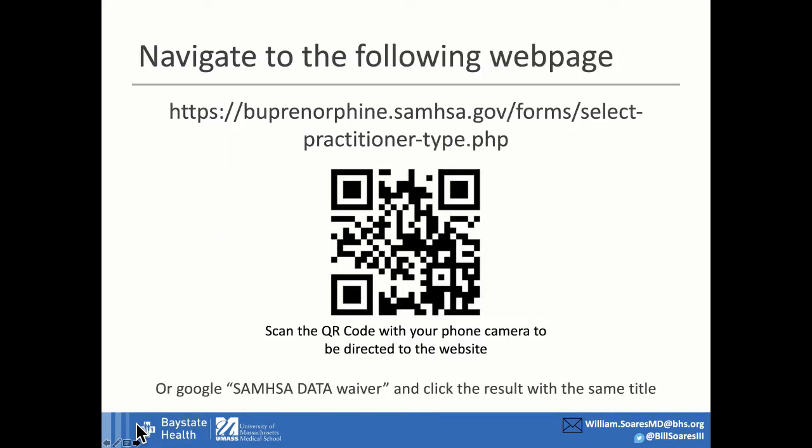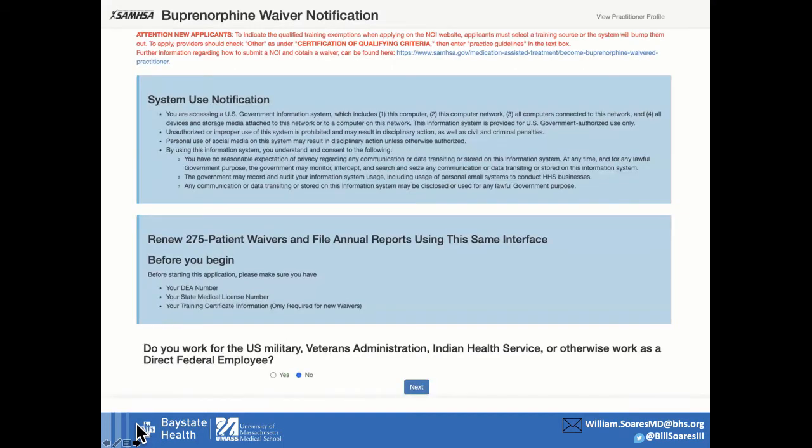All right, so let's actually apply. So the first thing is you need to get to the website. So I've included the URL. You can scan the QR code, or if none of that works, you can just Google SAMHSA data waiver and click on the result that has the same title. Whatever you do, you should end up here.